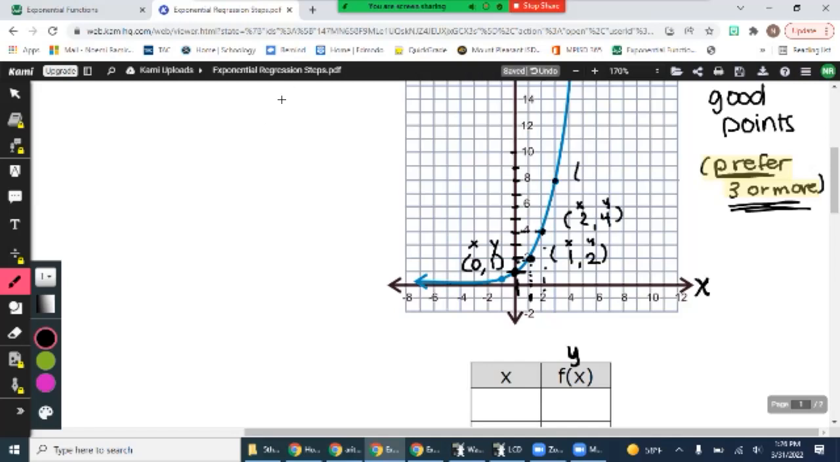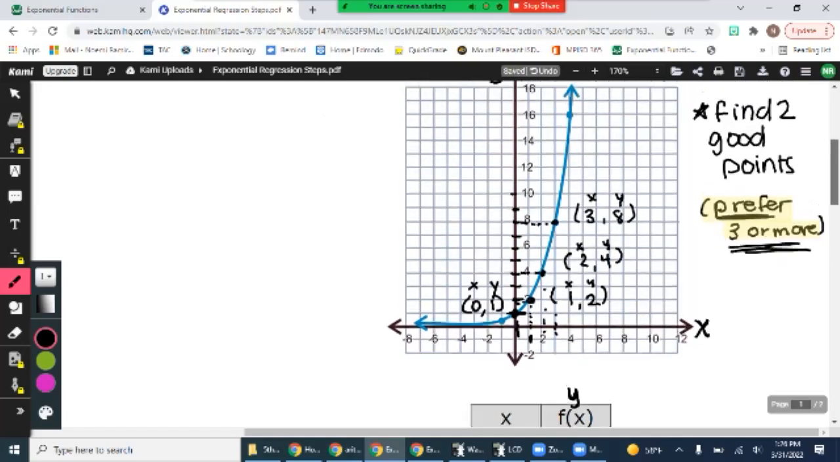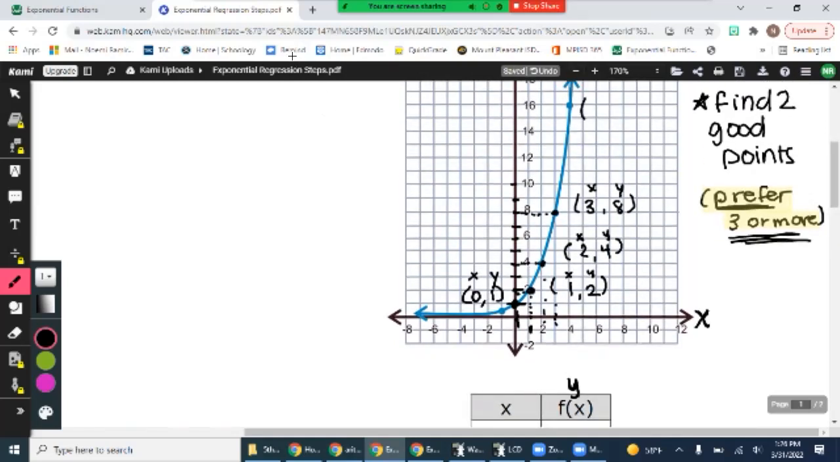Next point, x value, if I go straight down, falls in between 2 and 4. The number 3 is in between 2 and 4. If I look for my y value, it meets the 8, (3, 8). And that last ordered pair is (4, 16), x y.